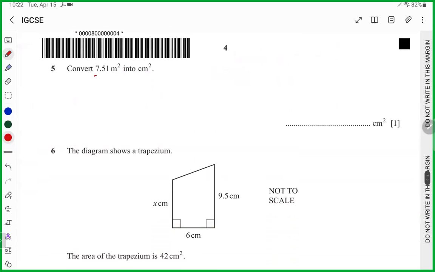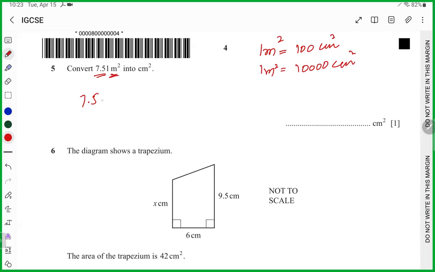Now convert 7.5 meters square into centimeter square. So we know that in 1 meter there are 100 centimeter, and when we take square, 1 meter square is equal to 10,000 centimeter square. So we are converting meter squares into centimeter square. We are moving from bigger unit to smaller unit, right?